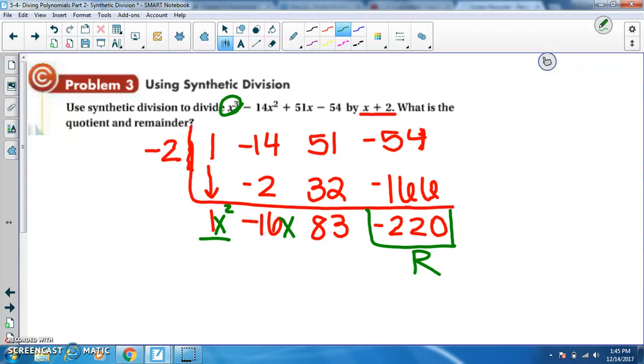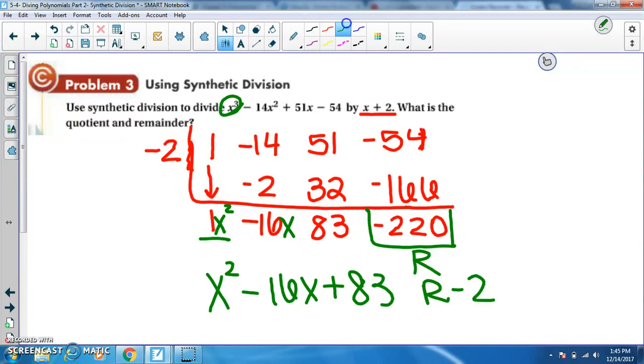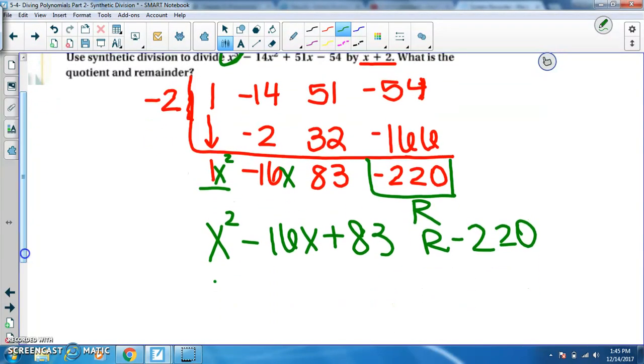So our quotient would be x squared minus 16x plus 83, since that was our constant. Remainder, negative 220. We also could have written our remainder as negative 220 over x plus 2.